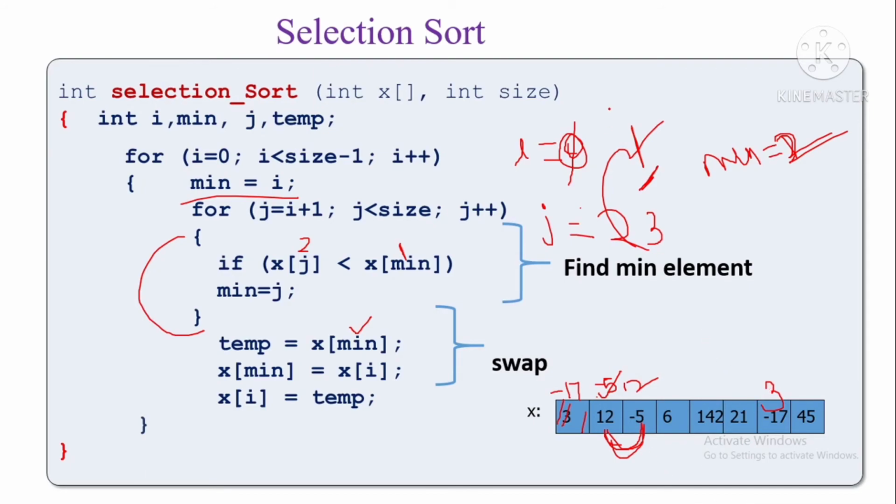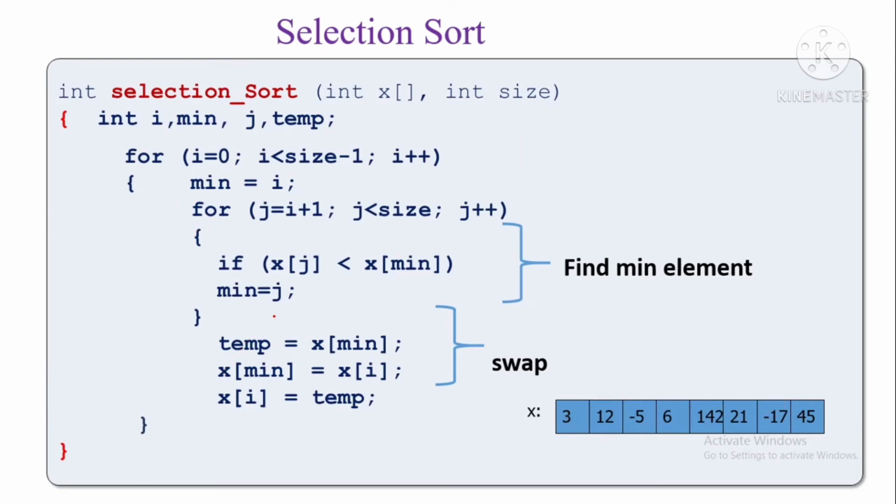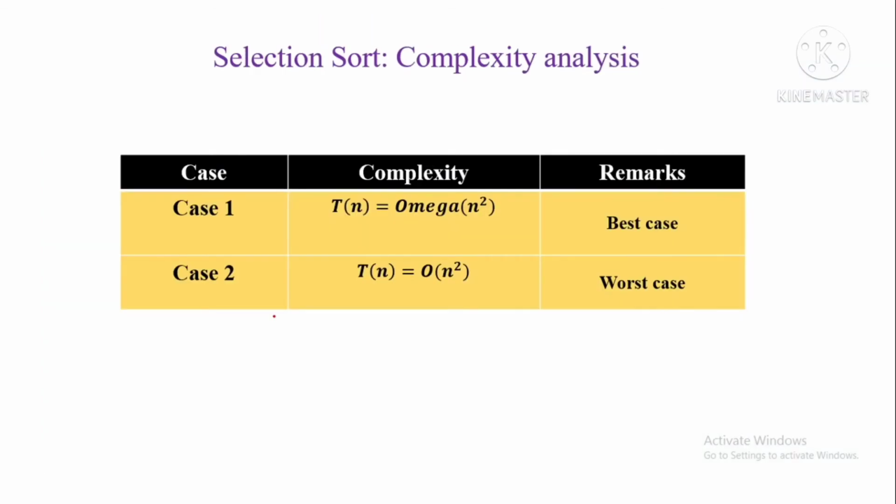So every time I have to increment the outer loop, and for that I will execute a complete inner loop and find out the minimal element, and then we can swap the elements. So this is how we can write an algorithm. Okay, next we will do the complexity analysis for best case and worst case.